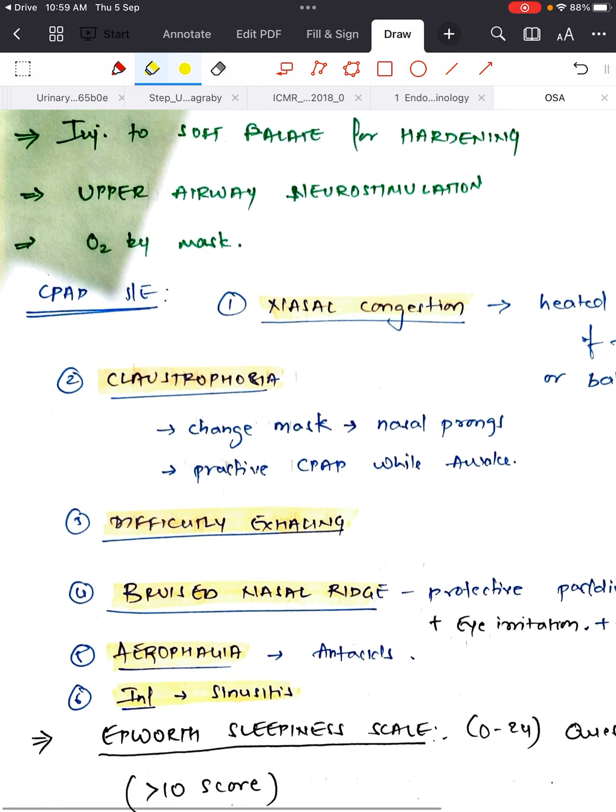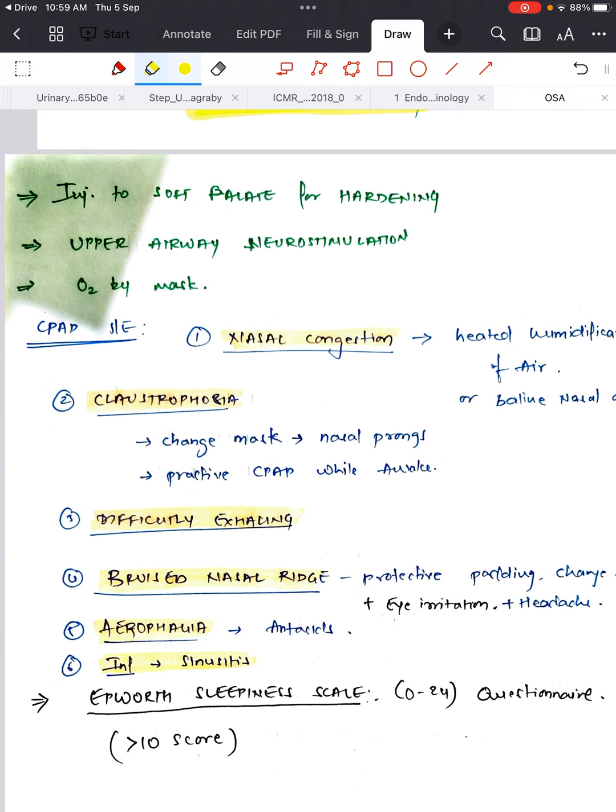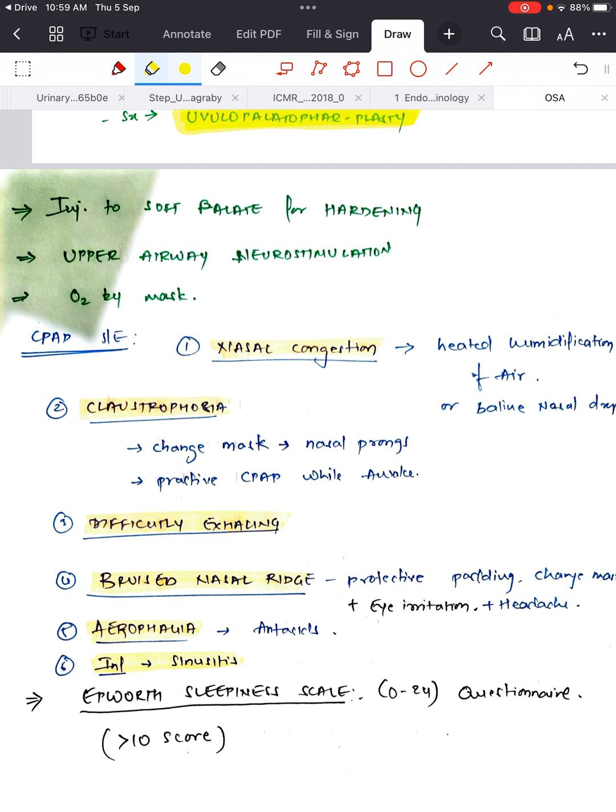Now, what are the side effects of CPAP? Nasal congestion will happen because there is a continuous airflow which irritates the nasal mucosa, and that can lead to nasal congestion, or even a dry nose or dry airways. So what you have to do is just make sure you do not give dry air. We should use heated humidification, or you can use saline nasal drops also, or you can use an antihistamine sometimes.